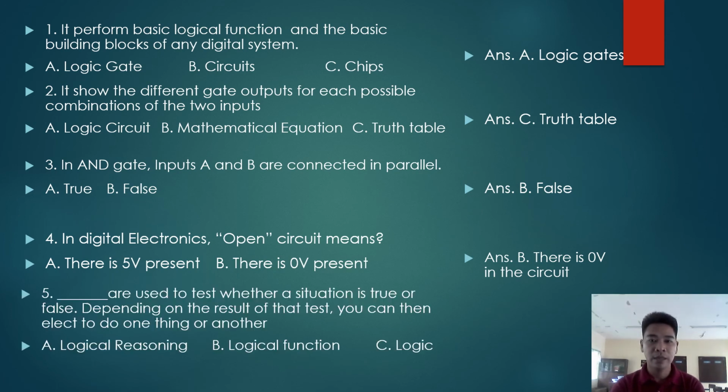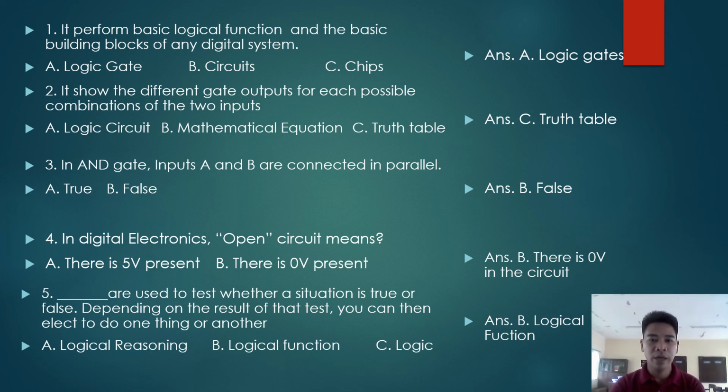Very good. And last, number 5, blank are used to test whether a situation is true or false. Depending on the result of that test, you can then elect to do one thing or another. Letter A, logical reasoning. Letter B, logical functions. Or letter C, logic. The answer is letter B, logical functions.